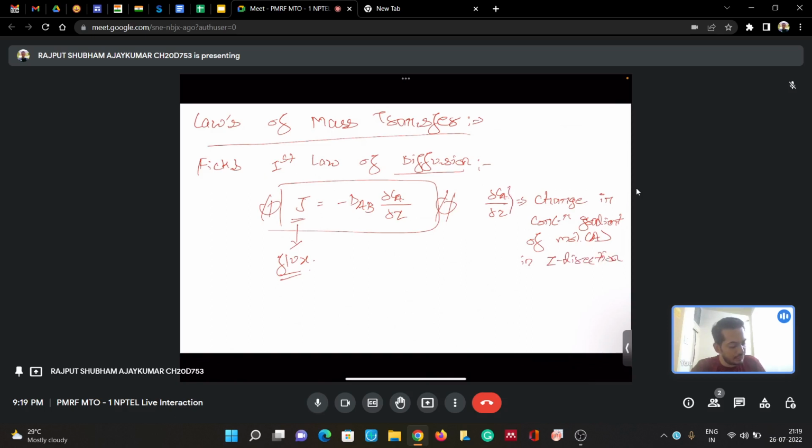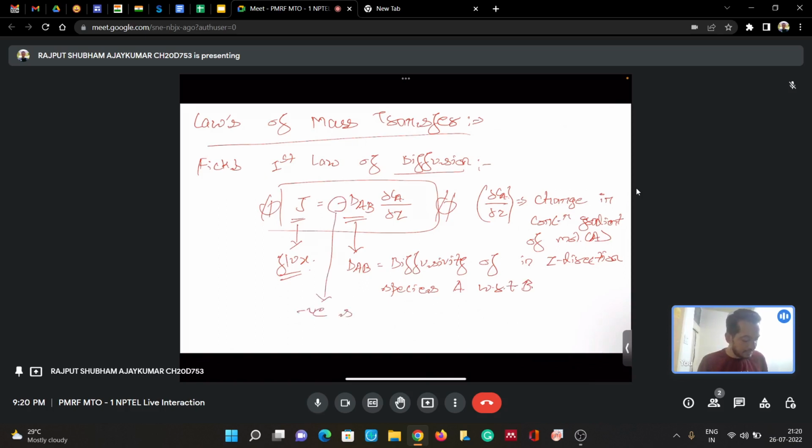This is what is called the concentration gradient. Now, minus D_AB. First I will talk about what D_AB is. D_AB is the diffusivity of species A with respect to B. Now this negative sign is also there. What does this negative sign mean? As I said, diffusion occurs from a region of higher concentration to a region of lower concentration. So the negative sign accompanies it due to the flow from the higher region to the lower region.